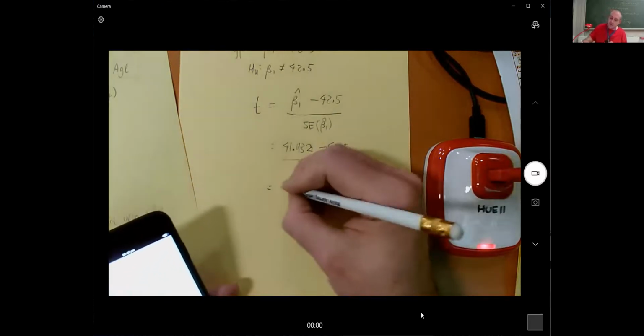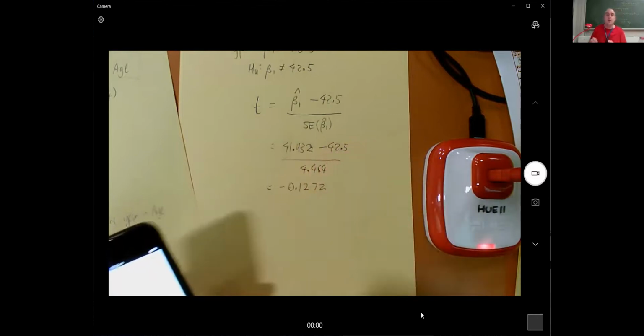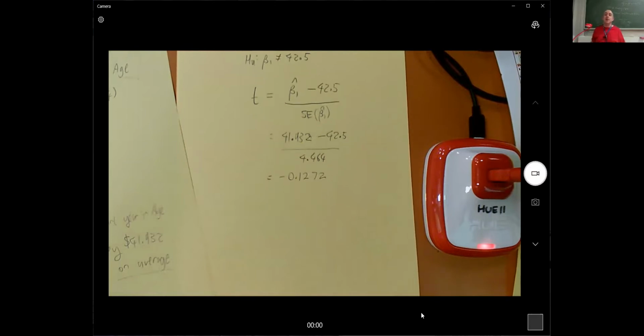So this comes out as minus 0.127, like that. Right, this is not going to be significant. This p-value is going to be more than 0.05. I can tell right now. Your t-distribution normally has to get beyond 2 in order to give you a p-value under 0.05. But I'll do it properly.